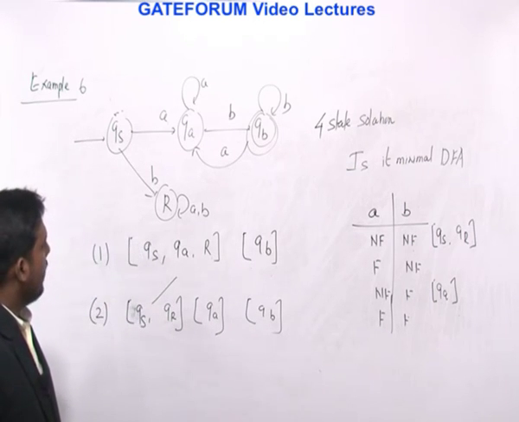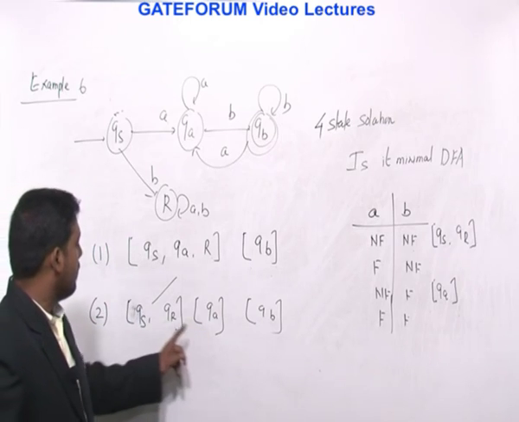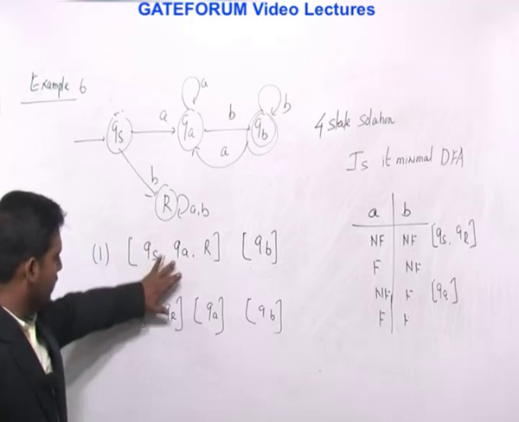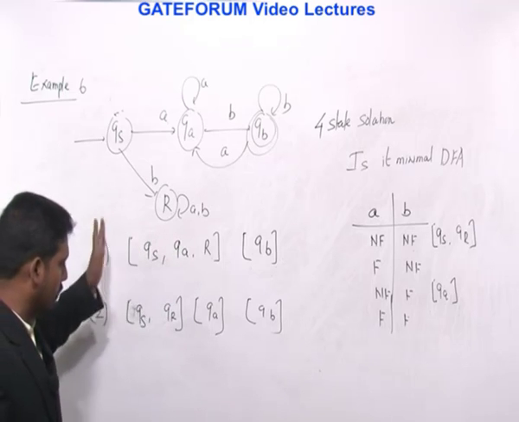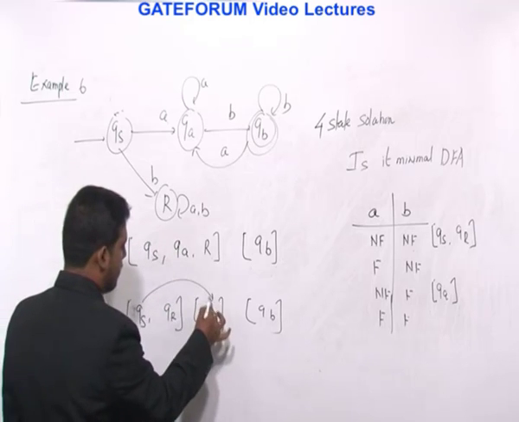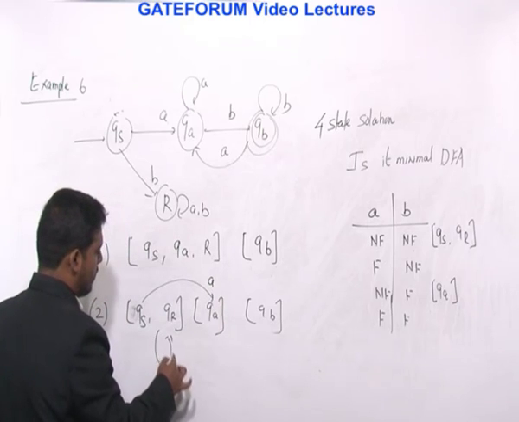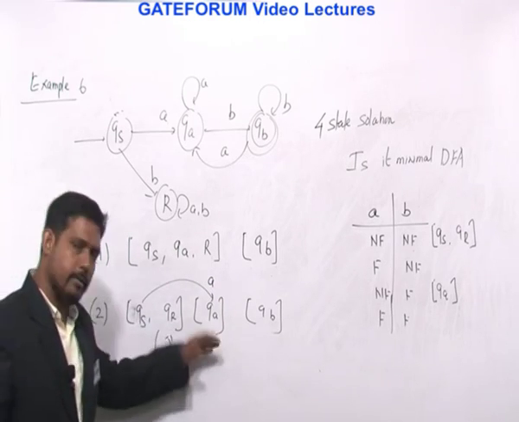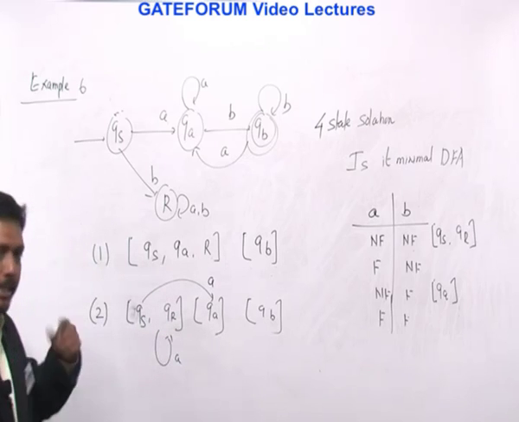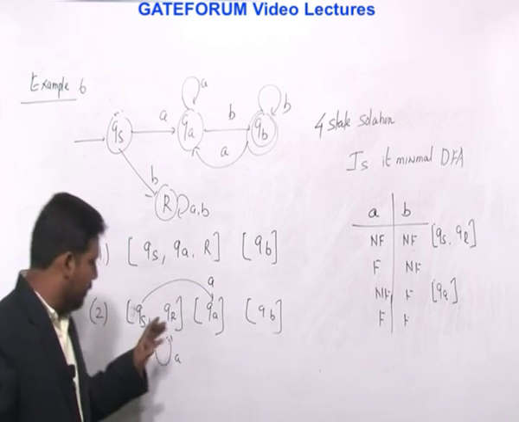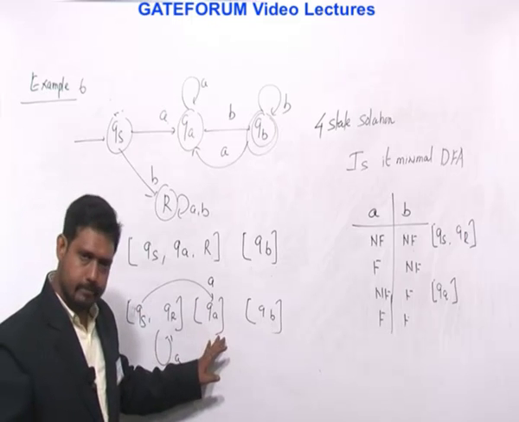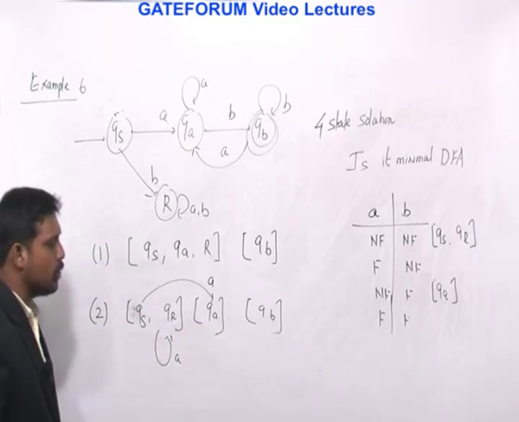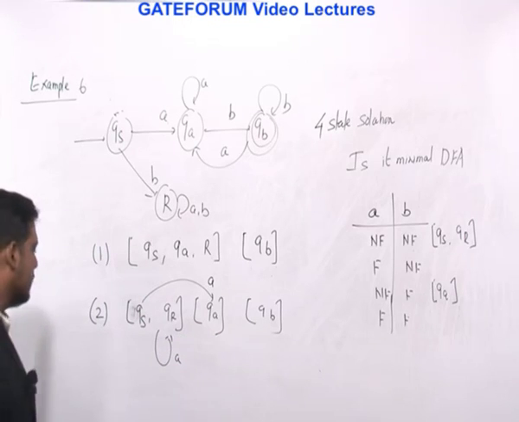Okay, so QS on input A is going to QA, but QR on input A is making a self loop. So the behavior looks like this. You don't need to verify everything, that A is here and this one A is here. If it is the same, means both are A, then okay, but in this case I'll check QB on B, but here one is going into this partition and one is making a self loop. That means QS and QR cannot be in the same partition.